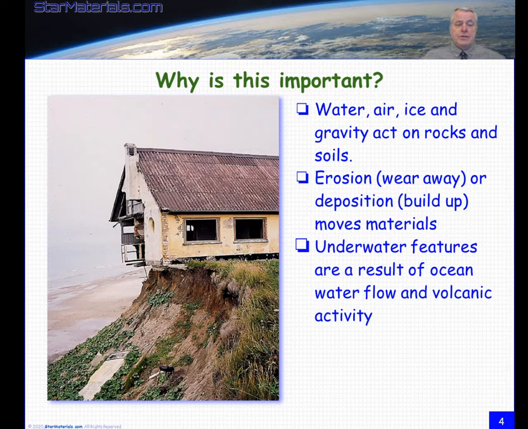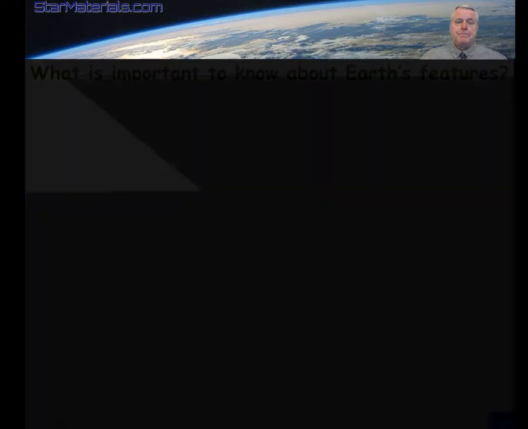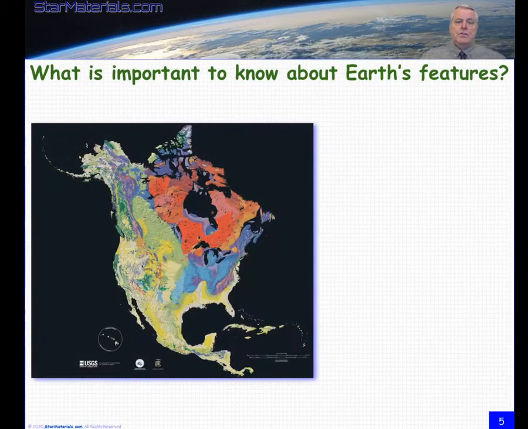Underwater features are a result of ocean water flow and volcanic activity. Same as on the earth, except with water instead of air. We build homes on land that is changed by water. If we don't know about it, it might cause us some issues. What's important to know about Earth's features?